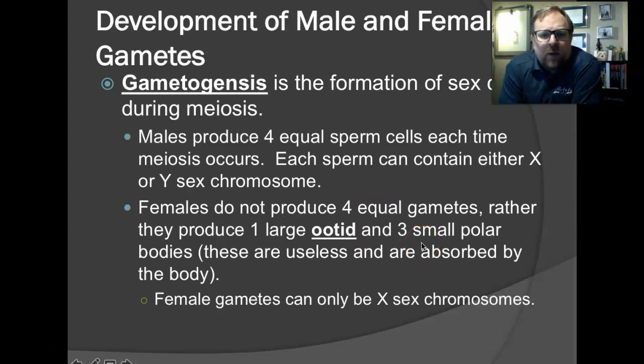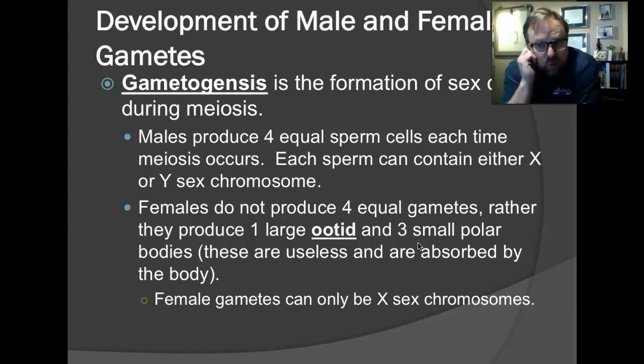All right, so I want to move on to talk about development of male and female gametes, and circle back to that a bit and fill in a couple of blanks. So, gametogenesis is the formation of the sex cells during meiosis. We talked about spermatogenesis and oogenesis. Well, those would both be examples of gametogenesis, the creation of gametes.